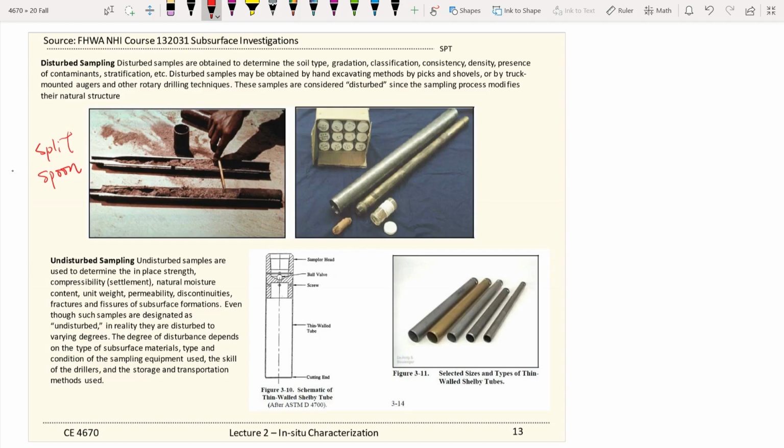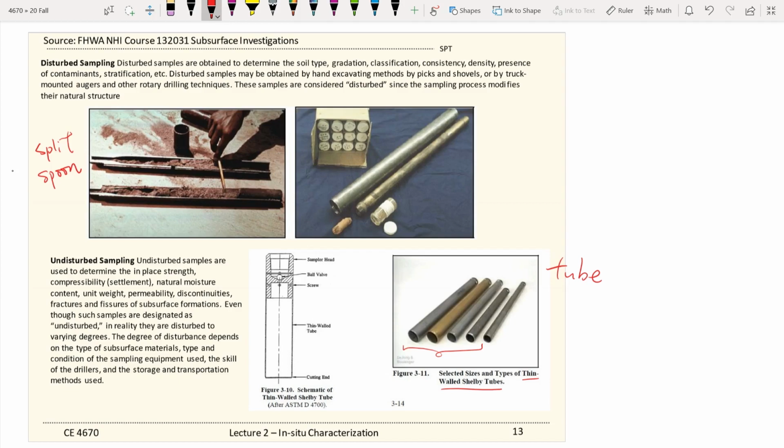Versus the other one, the undisturbed samples. We use different types of tubes. You see the different sizes and thicknesses of the tubes depending on the project and the soil types, and you select one for your project. We usually call those thin wall Shelby tubes, which you preserve, so you cannot split up the tubes to collect the soil samples.